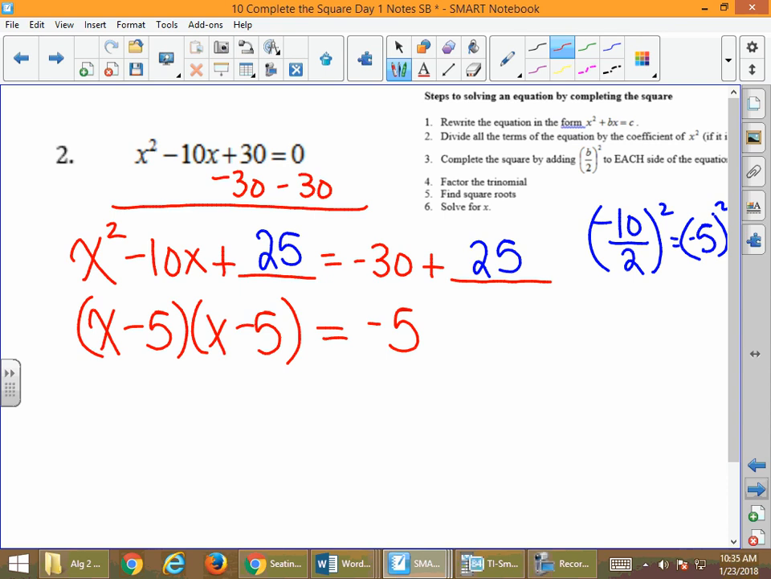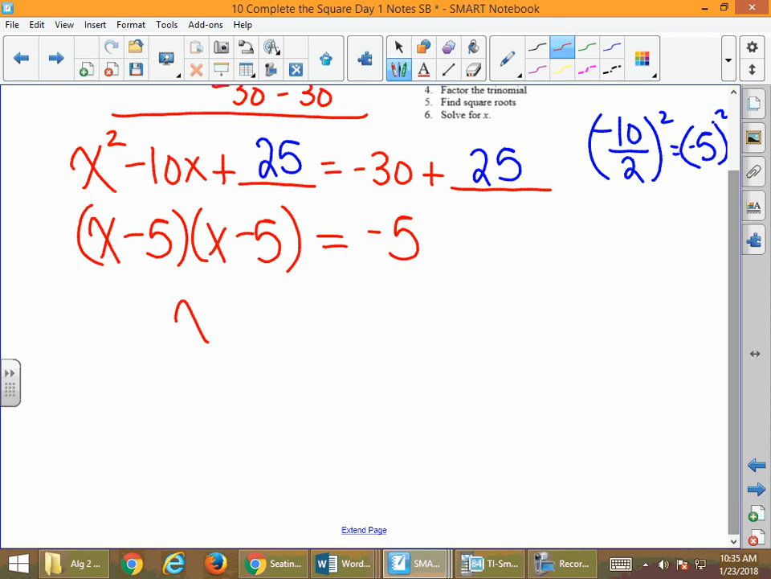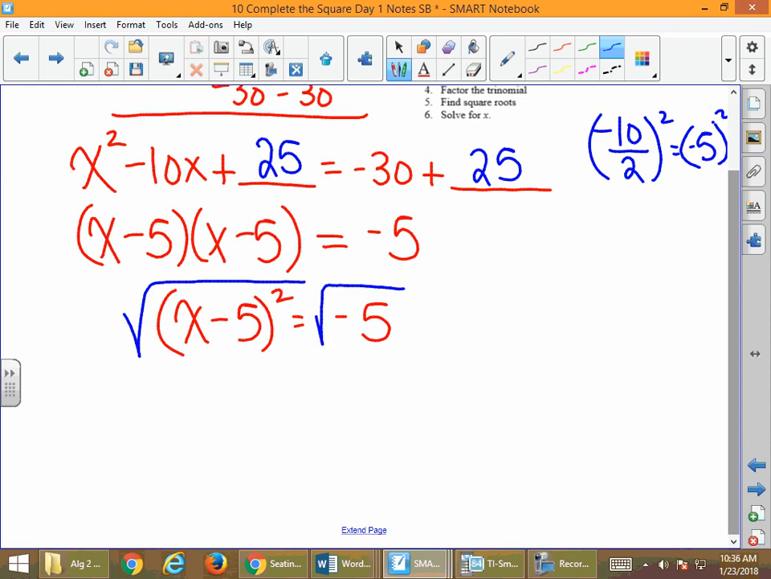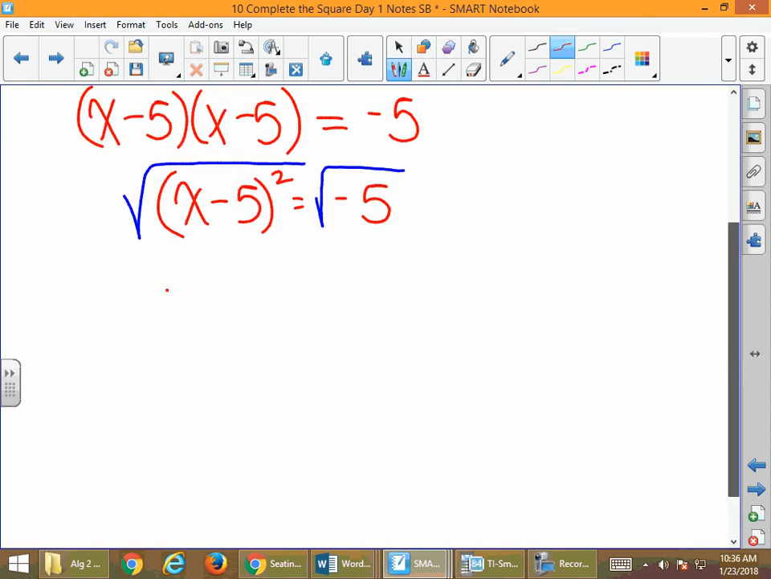Condense it down. X minus 5 times x minus 5 means the same thing as x minus 5 quantity squared equals negative 5. That leads us to our next step, which is take the square root of both sides. Square root is the inverse operation of squaring, and squaring and square rooting cancel each other out. And we end up with x minus 5 equals, once again, don't forget, plus or minus square root of negative 5.